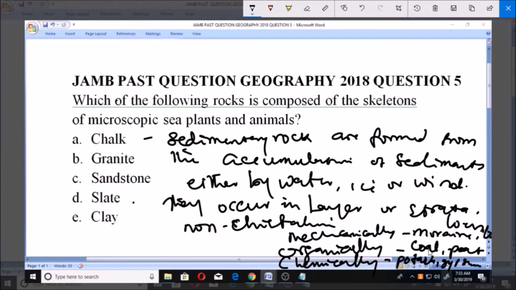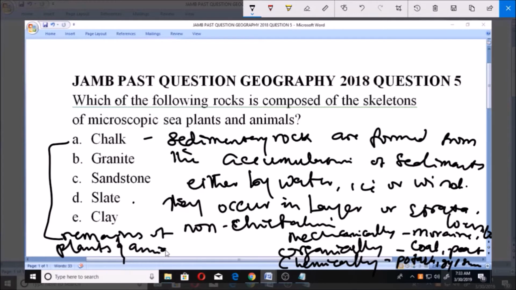Now, chalk is formed from remains of plants and animals, as well as coral. Chalk in particular is formed from remains of plants and animals. So when you hear skeletons of microscopic sea plants and animals, you know we are talking about chalk here. So that makes chalk the right answer.